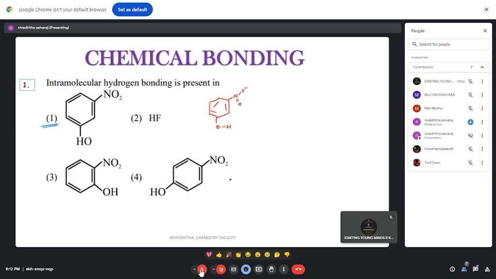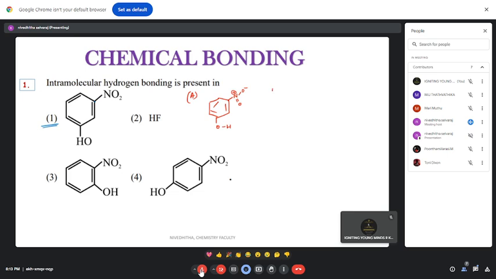Nitrogen's maximum capacity is 3. Here nitrogen uses its lone pair of electrons to form a fourth chemical bond, so nitrogen will have a positive sign. Okay. So this is the structure of meta-nitrophenol because the nitro group is present at the meta position. So this is option A or option 1.